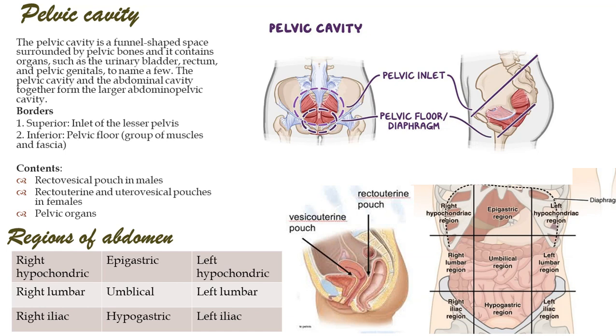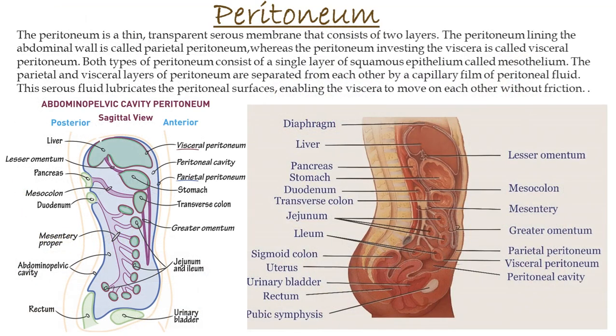Regions of the abdomen. On the right side: right hypochondriac, right lumbar, and right iliac region. In the middle: epigastric, umbilical, and hypogastric region. On the left side: left hypochondriac, left lumbar, and left iliac region.